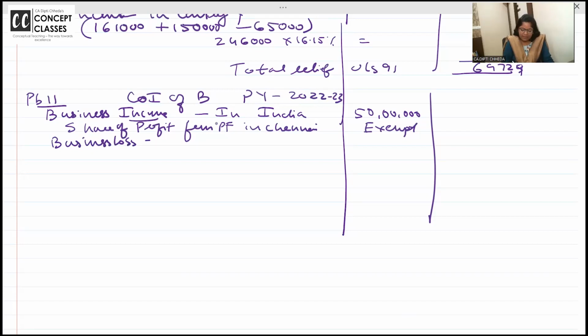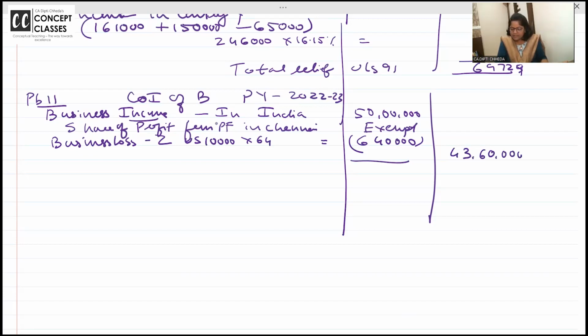From where? Z. US dollars 10,000 and per dollar is how much? 64. So 6,40,000. Can we set off the foreign business loss with income in India? Yes. So 43,60,000. ठीक है ना? चलो. Next now.